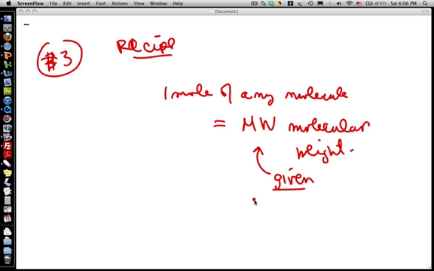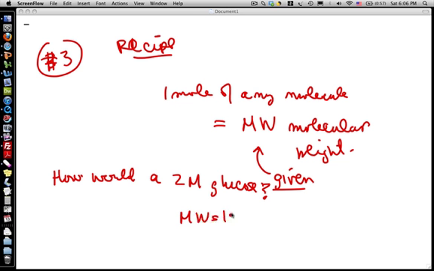So for example, you could have a question of how would you make a 2 molar solution of glucose? And you'd say, well, what's the molecular weight of glucose? And the molecular weight of glucose is equal to 180. 1 mole of any molecule equal to 1 molecular weight in grams. Sorry. And so how would you make a 2 molar solution of glucose?